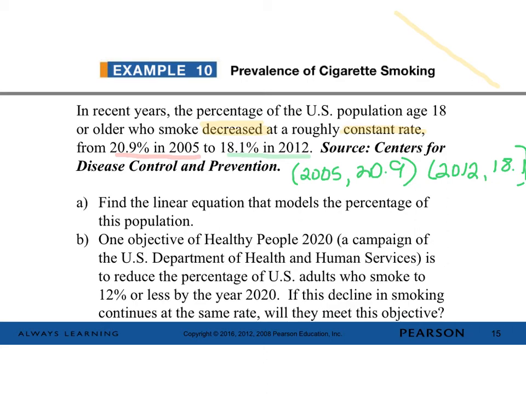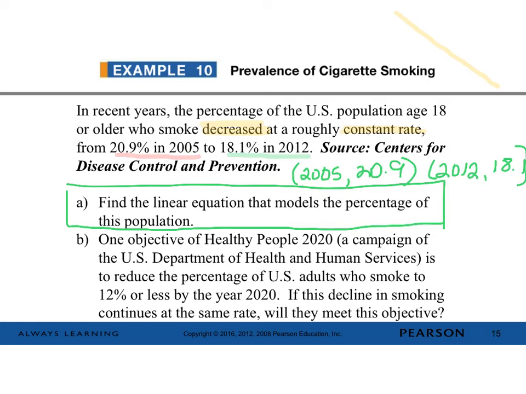That's going to be useful information to us because our first question says, find the linear equation that models the percentage of the population in any given year, basically. And then in part B, once we do that, we're told that one of the objectives of Healthy People 2020, which is a campaign of the U.S. Department of Health and Human Services, their goal is to reduce the percentage of U.S. adults who smoke to 12% or less by the year 2020. And we want to know, will they meet that objective? Now, we're going to take this one question at a time.